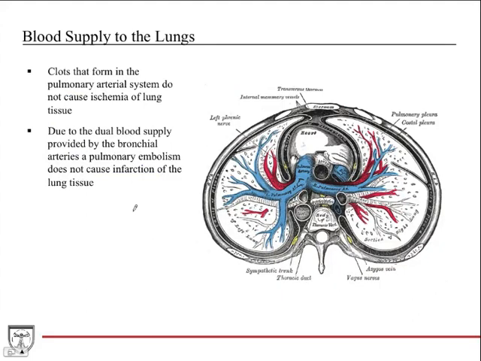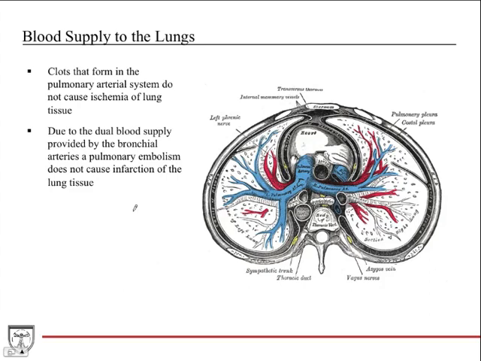So as a result of this dual blood supply provided by the pulmonary artery and the bronchial arteries, clots that form in the pulmonary arterial system, meaning the pulmonary artery, the pulmonary trunk, or the right or left pulmonary artery, they actually do not cause ischemia of the lung because you have those bronchial arteries, which are the main perfusers. In a sense, you're more so blocking gas exchange or preventing blood from getting to gas exchange. It's not like blocking a coronary artery or blocking blood flow to part of the heart.